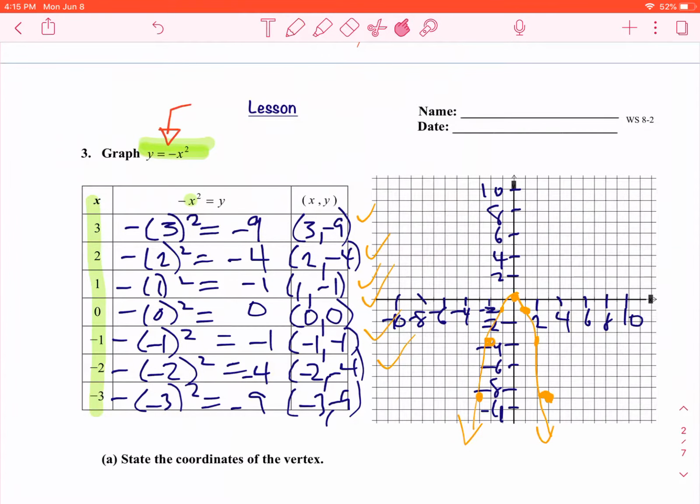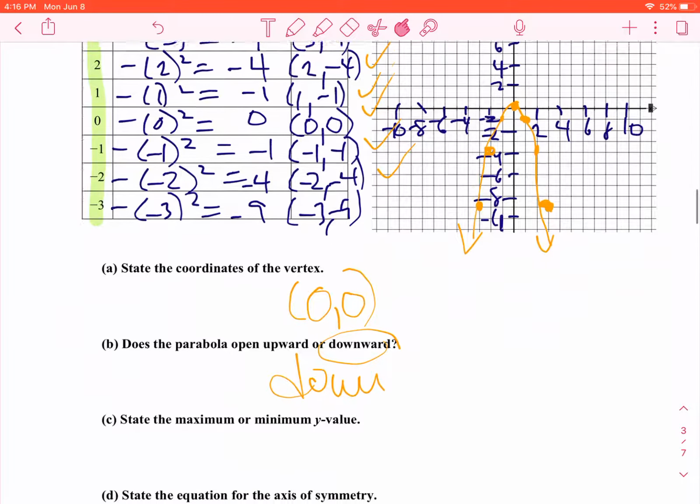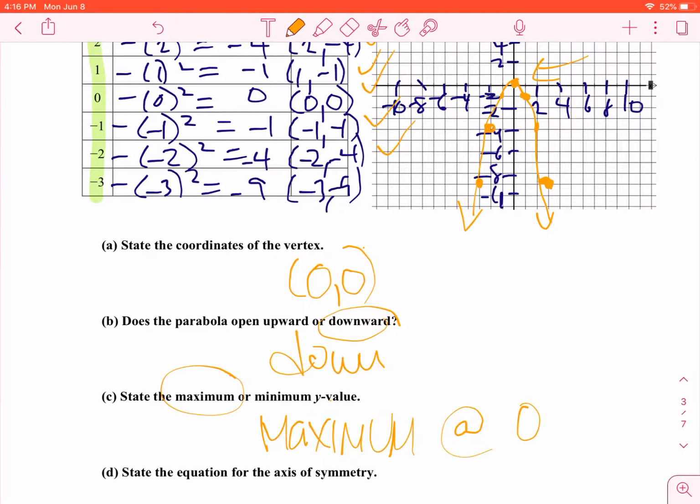Okay. So coordinates of the vertex, (0, 0). This one definitely opens down, so you can see it looks like that sad face, very different from the previous two. This one's going to have a maximum. And it's a maximum because my vertex has a turning point where it goes up and then comes back down, and the parabola itself opens down. Okay, so it's a maximum at 0.